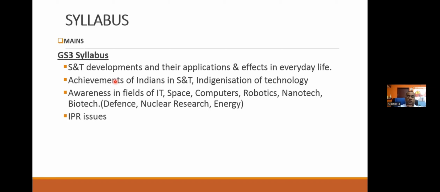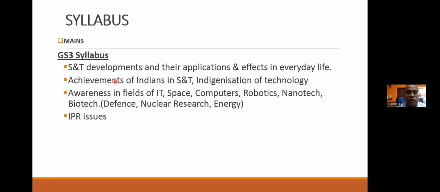I am repeatedly using the words technological development and not the other science area. The word science and technology has two words, science and technology, but in our syllabus, when they mean science and technology, it is focusing only on the technology area. That's why I'm using the words technological developments.